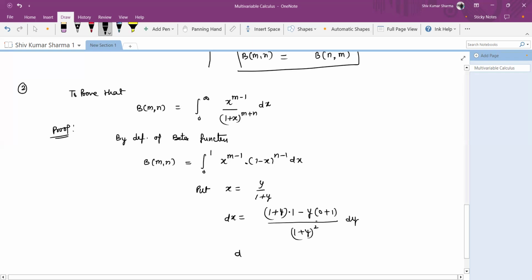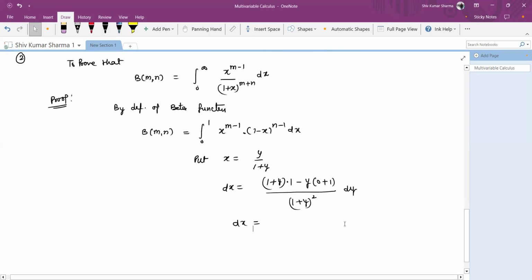So what will dx be? dx is equal to 1 plus y minus y upon (1 plus y) to the whole square into dy. So y and y cancel. So this can be written as dy upon (1 plus y) to the whole square.